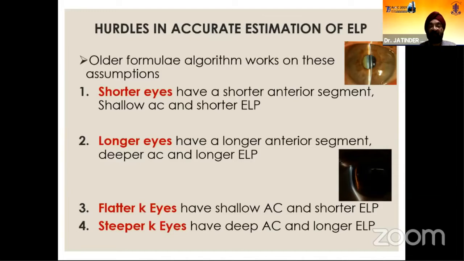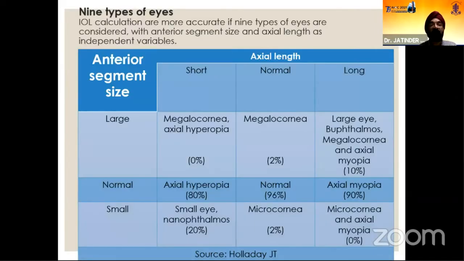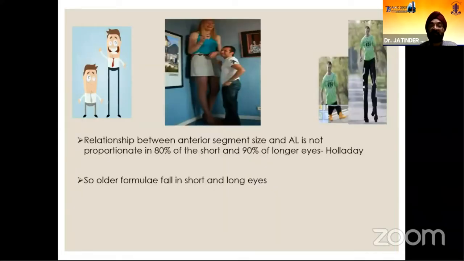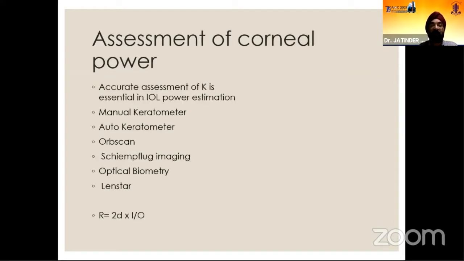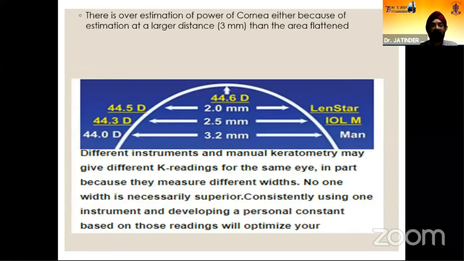shorter eyes and flatter K have shallow anterior chamber and shorter effective lens position in comparison to longer eyes and steeper K, which have longer effective lens position. But Holladay says there are 9 types of eyes. With normal axial length, you may have shorter or larger anterior segment in 2%, and with normal anterior segment size, you may have 80% with shorter axial length and 90% with longer axial length. So the relationship between anterior segment and axial length is not proportionate in 80% of the short and 90% of the longer eyes.